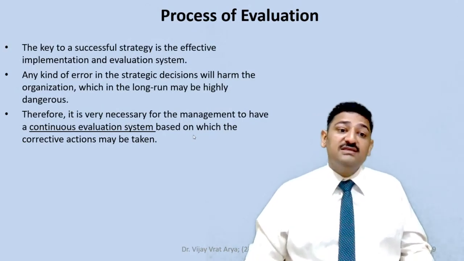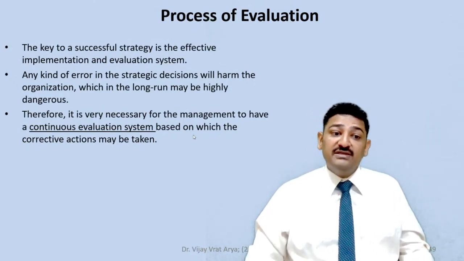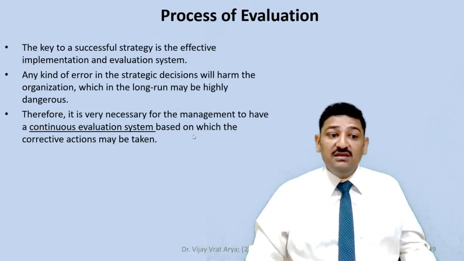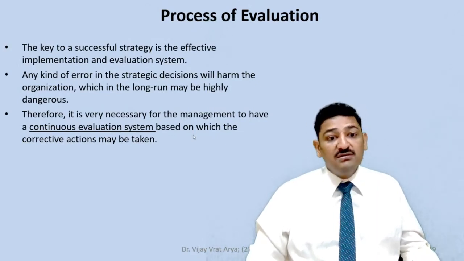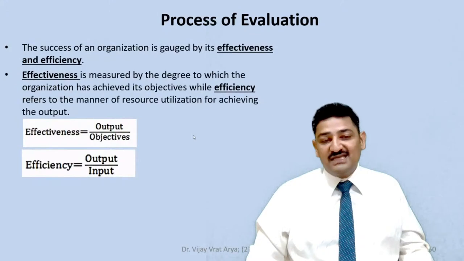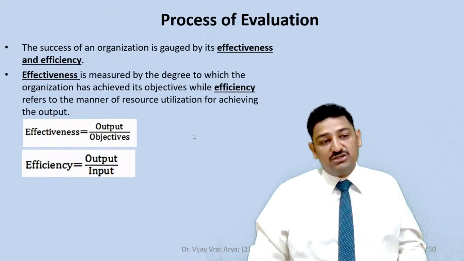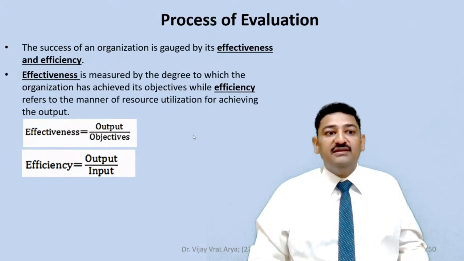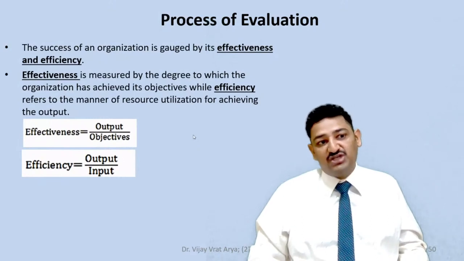And therefore, it is very necessary for the organization to have a continuous evaluation system which can be based on the corrective actions that may take place by the top management or a specified manager designated for these kinds of aspects. Now, within that process of evaluation, if we refer to the success point of view, then the success of an organization is gauged by its effectiveness and efficiency.